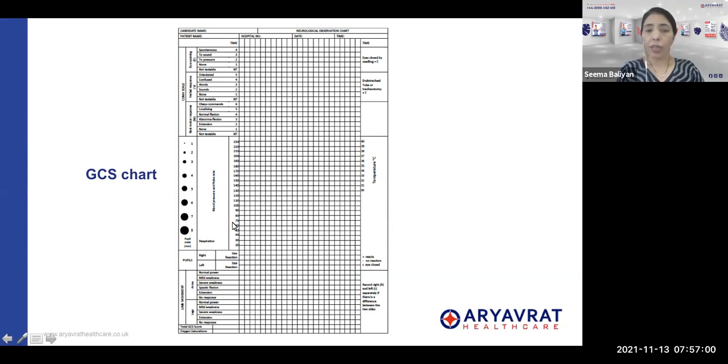But along with that, you will also need to plot the other vitals which you have already taken, which are the blood pressure, pulse, temperature, respiratory rate, and some other neurological observations such as the pupils and the limb movement or the strength that you will have to check.